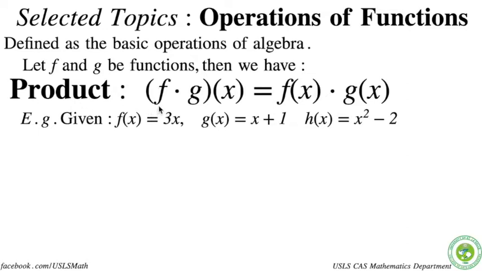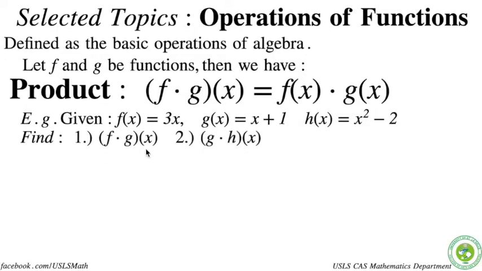So product function, just recall that it's just (f times g)(x) is equal to f(x) times g(x). That is, we're just multiplying the two functions and then we get the product function. We're going to use the same given as before from our previous video. Given f(x) = 3x, g(x) = x + 1, h(x) = x squared minus 2. We're going to find number 1, (f times g)(x), and number 2, (g times h)(x).